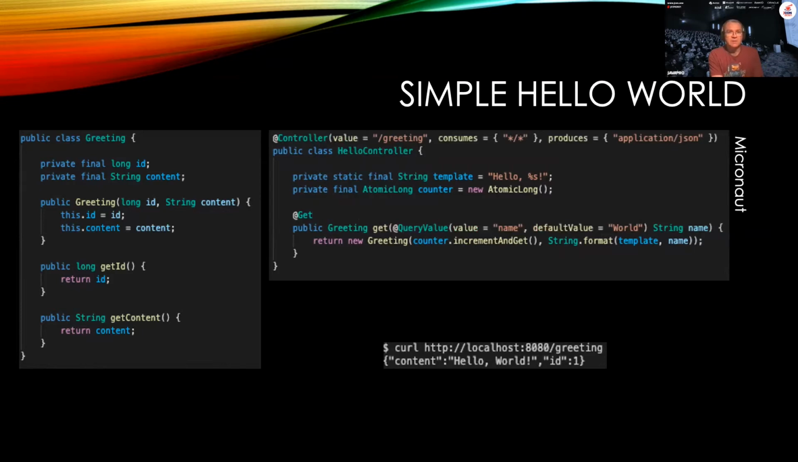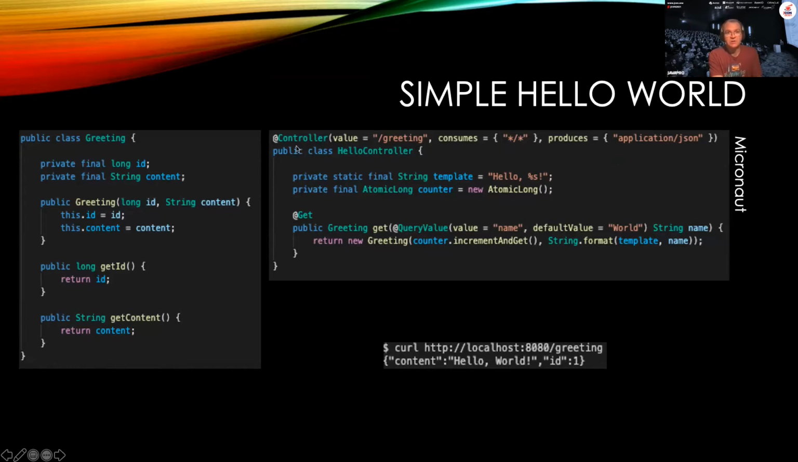Micronaut is a little bit different. It has a little bit of a quirk here in that you need to specify that it consumes anything. Otherwise, it's expecting the content type of the request, even if there is no content, even if there is no HTTP entity body, to be application/json. So you need to specify what it consumes and what it produces.